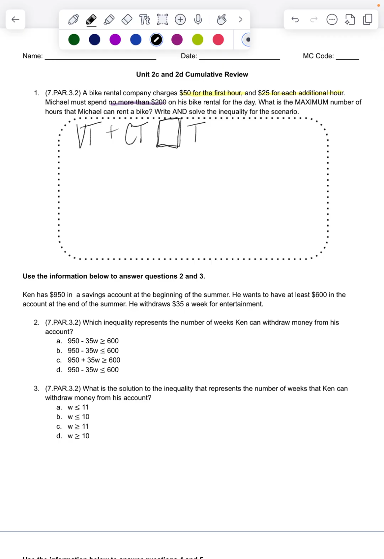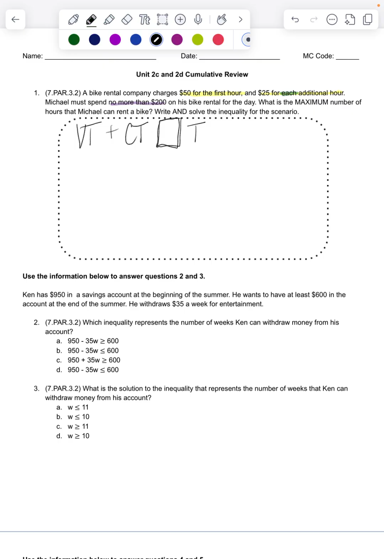$50 for the first hour and $25 for each additional hour. So which one of those is going to be the variable? Which one's going to be the constant? Well, there's one word that sets them apart, and it's right here, the word each. Each additional hour tells us that's the variable term, because it's going to be $25 per hour for any hours beyond that $50. So the $50 is our constant term, because the $50 you're going to pay no matter what.